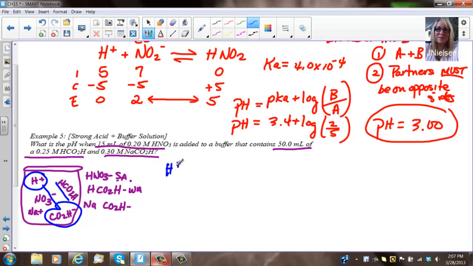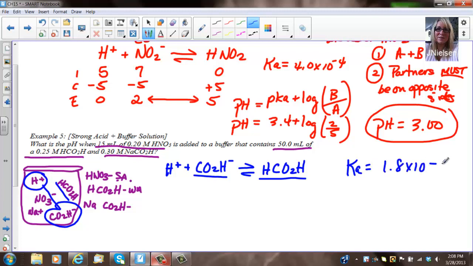So you've got H plus and CO2H minus yielding HCO2H. Couple of things. You have an acid-base pair right here, the formate ion and the formic acid, and they're on opposite sides. So we're going to need the Ka of formic acid, which we looked up earlier, was 1.8 times 10 to the minus 4.